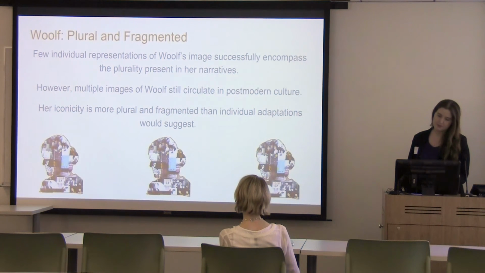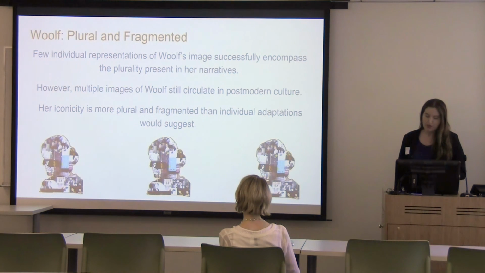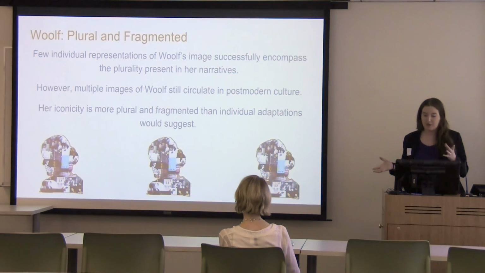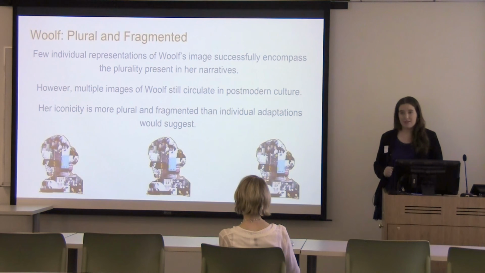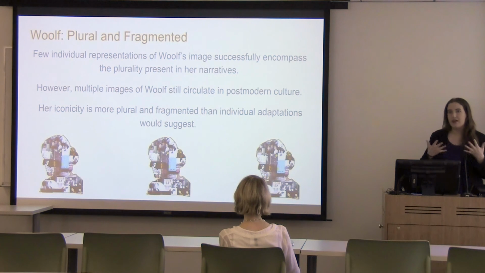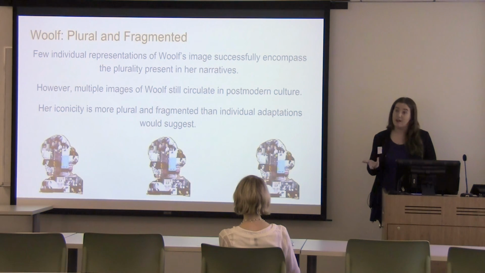So finally, few of these individual representations of Woolf's image successfully encompass the plurality present in her narratives. However, the fact that multiple images exist, so the fact that there are all these adaptations, and there are even more than I examined in my thesis, the fact that they exist in postmodern culture demonstrates that her iconicity is more plural and fragmented than individual adaptations would suggest. And in my thesis, I tie this to Woolf's stream of consciousness. So we see the complexity present in Woolf's stream of consciousness in her representation as an icon.